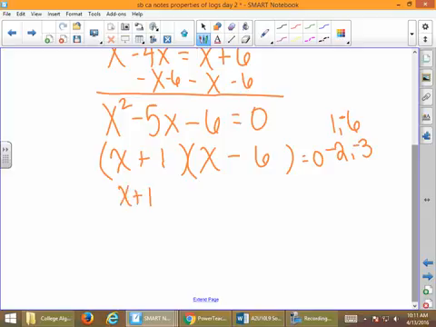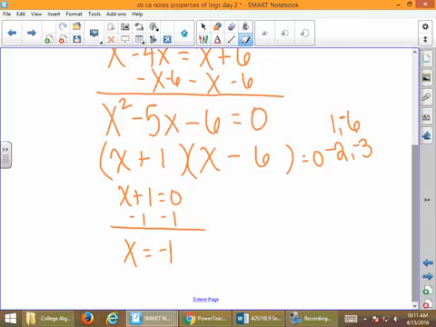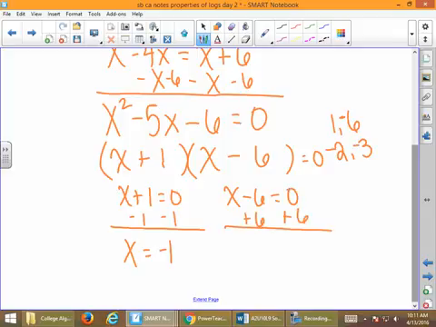If you can't, here's the work. X equals -1. Let's write that. X minus 6 equals 0, and we add 6 to both sides. X equals 6.